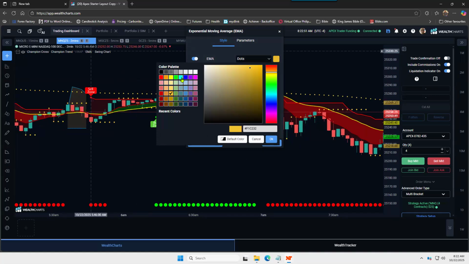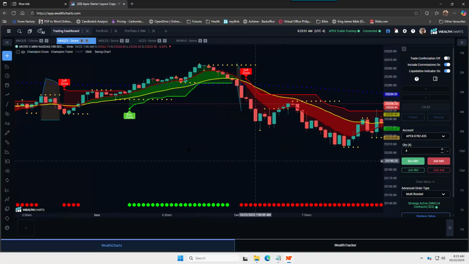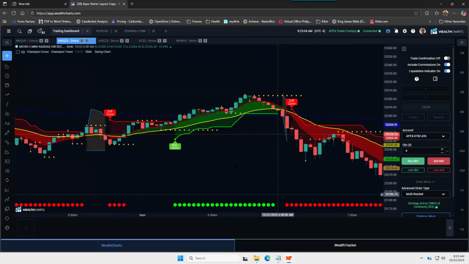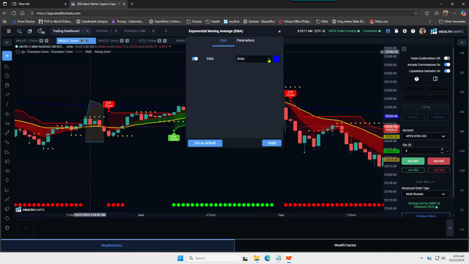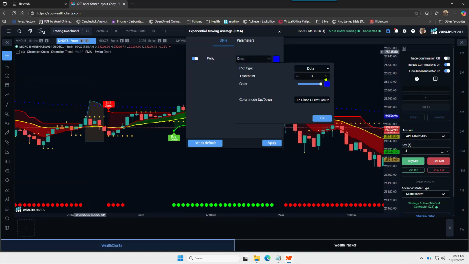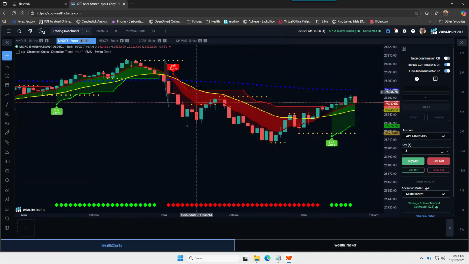There, we can have it right here. Blue. Would that be more of a style? Okay, there we go. Apply. Yeah, that's your 233. And we can make it even bigger if you want, so it doesn't look like dots. There we go. So these you see. There we go. So that's your 233.